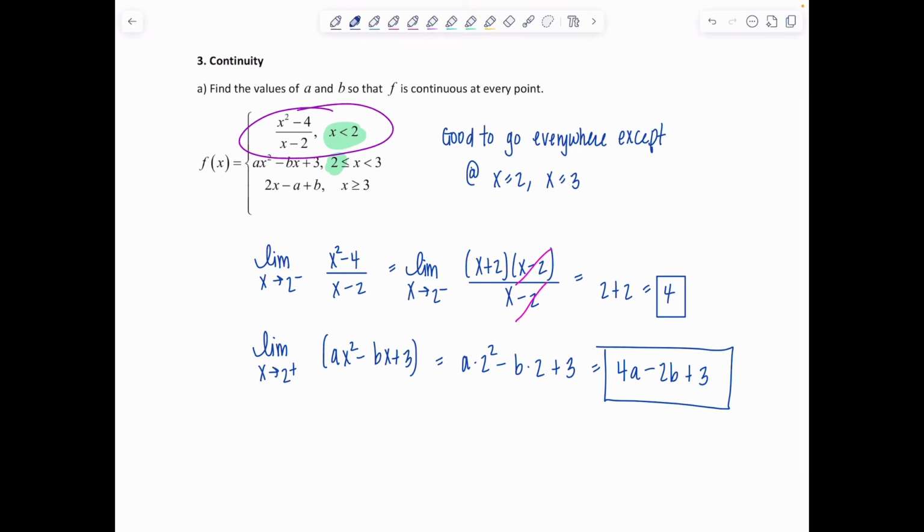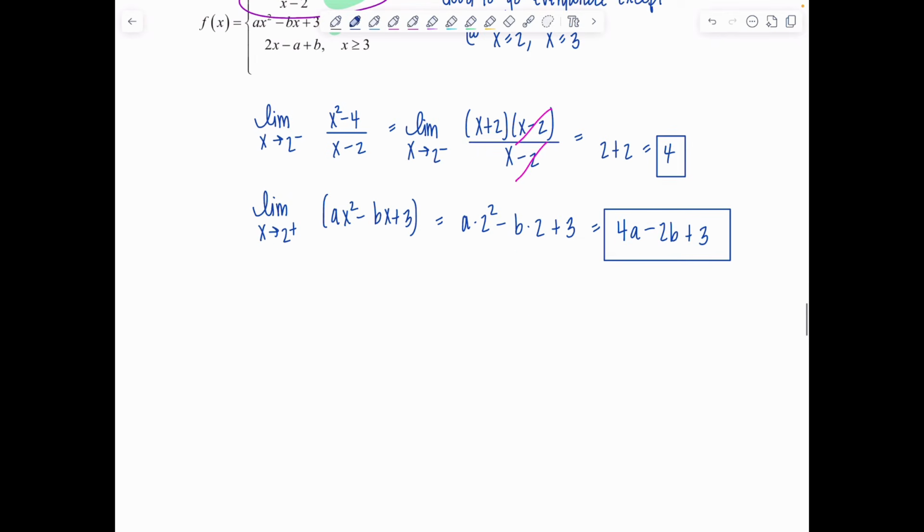Okay. In order for this function to be continuous, the limit as x approaches 2 from the left has to equal the limit as x approaches 2 from the right. So what do I know? This tells me 4a minus 2b plus 3 better equal 4. Oh yeah, so 4a minus 2b had better equal 1. I'm going to leave that there, save it. I have 2 unknowns and only 1 equation. I can go nowhere with that.